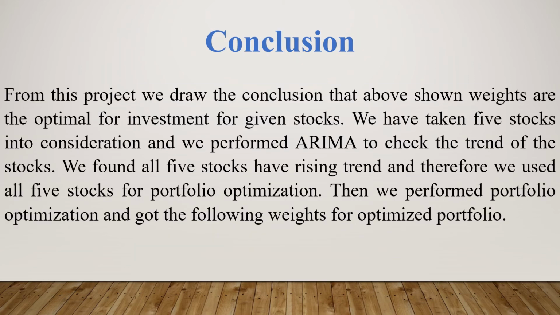As the conclusion from this project, we draw the conclusion that the weights shown above are optimal for investment for the given stocks. We have taken 5 stocks into consideration, and we performed ARIMA to check the trend of the stocks. We found all 5 stocks have a rising trend, and therefore we used all 5 stocks for portfolio optimization. Then we performed portfolio optimization and got the following weights of the optimized portfolio, in which Amazon has 80% weightage, and all the others, that is Apple, Facebook, Adobe, and Twitter, have 5% weightage.